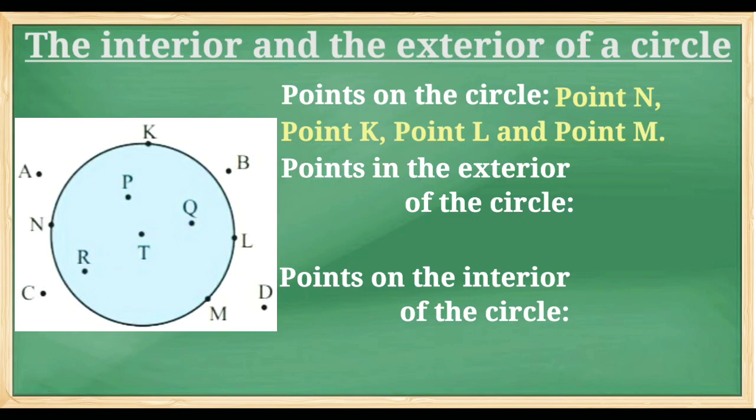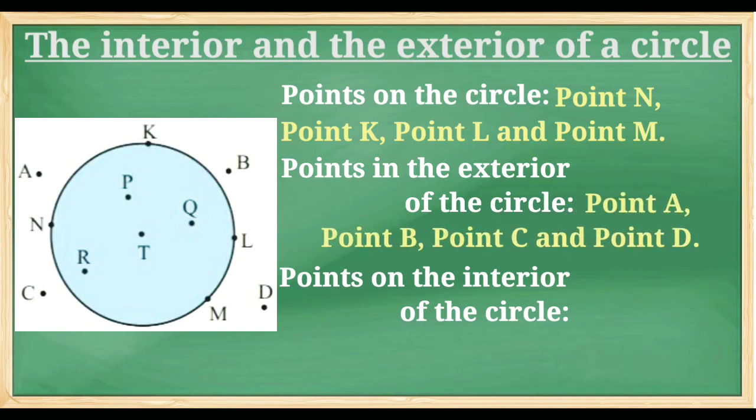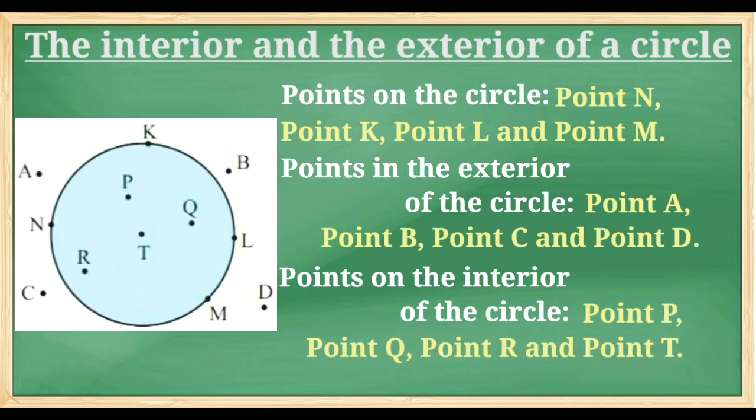Which points do you see in the exterior part of the circle? So points on the exterior of the circle are points like point A, point B, point C and point D. And then which are the points in the interior of this circle? Points like point P, point Q, point R and point T. So this was how we identify and note down the points on the circle, in the interior of the circle and on the exterior of the circle.